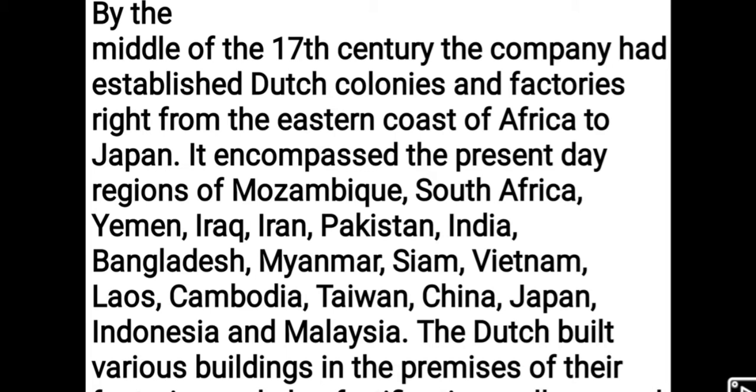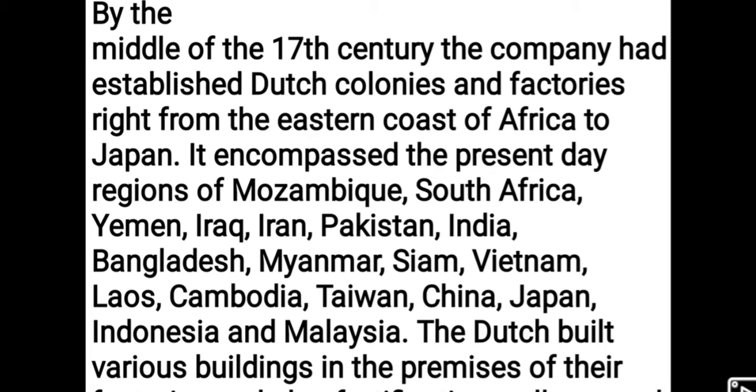I repeat again, which region they had on the eastern coast from Africa to Japan. It encompasses the present-day countries: Mozambique, South Africa, Yemen, Iraq, Iran, Pakistan, India, Bangladesh, Myanmar, Siam, Vietnam, Laos, Cambodia, Taiwan, China, Japan, Indonesia, and Malaysia. In these countries they established their colonies and set up their factories.